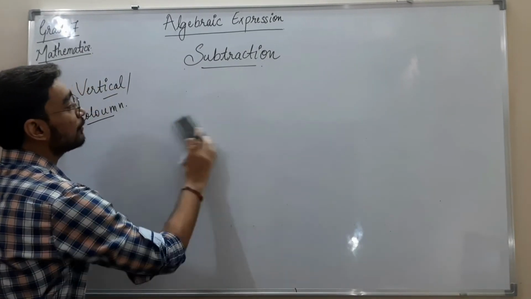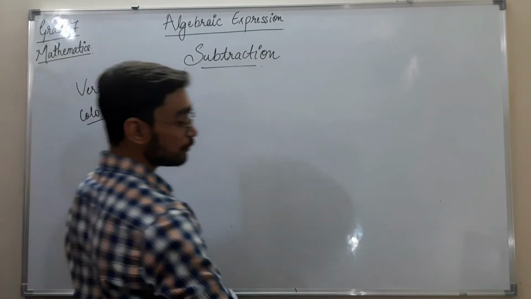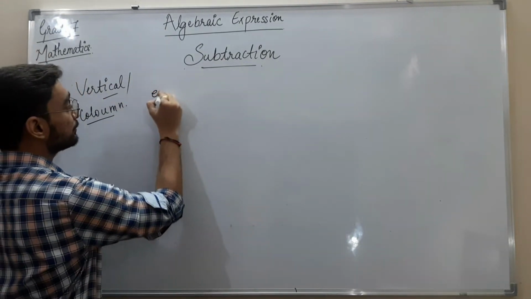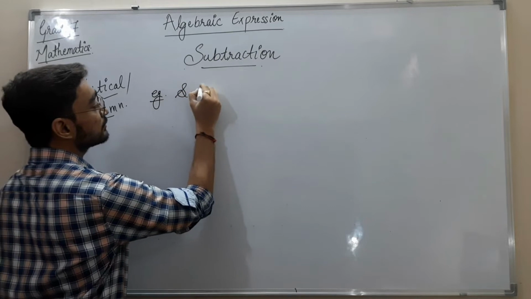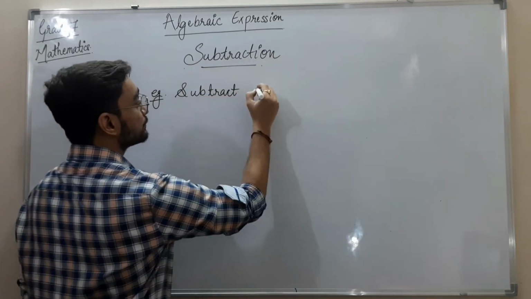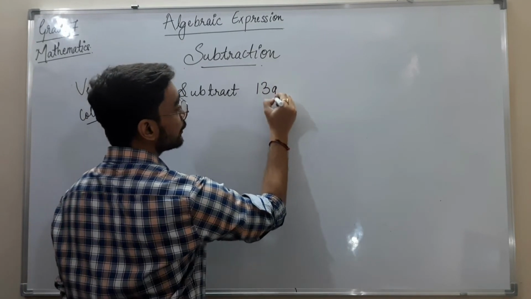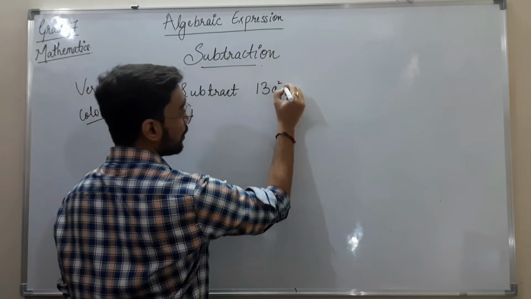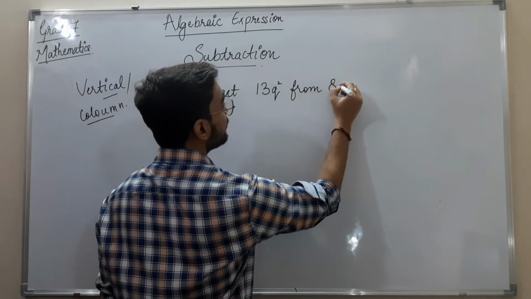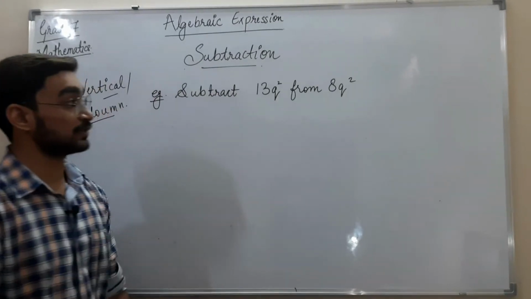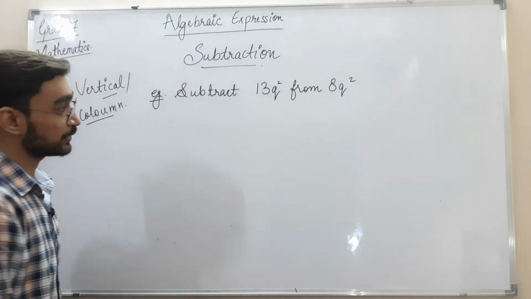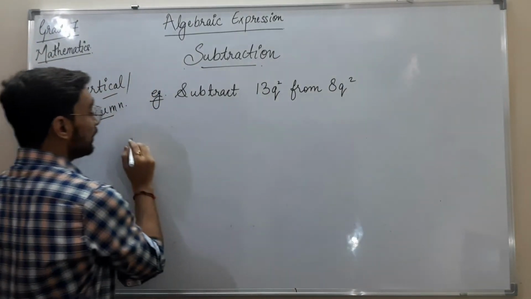So now let us see how we can do the subtraction of algebraic expressions by using the vertical method. So example, subtract 13q square from 8q square. Subtract 13q square from 8q square. So I have to write in this format.